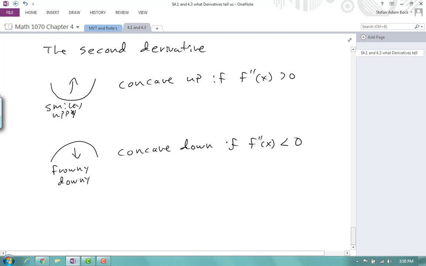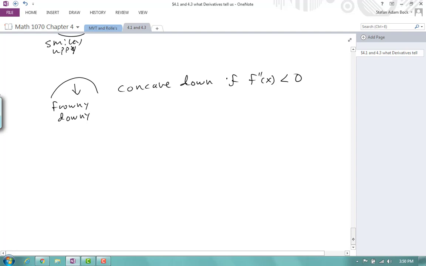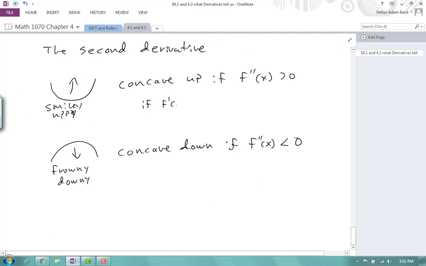And similar to what we had with the first derivative test, this gives me a condition for maximums and minimums. If f prime of c is equal to 0 and it's concave up, or f double prime of c is greater than 0, that means I have a minimum, because the function is curving upwards away from the critical point on both sides. And likewise, if f prime of c is equal to 0 and f double prime of c is negative, or it's concave down, then I'll have a maximum.